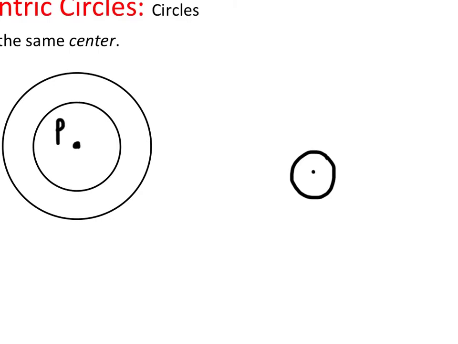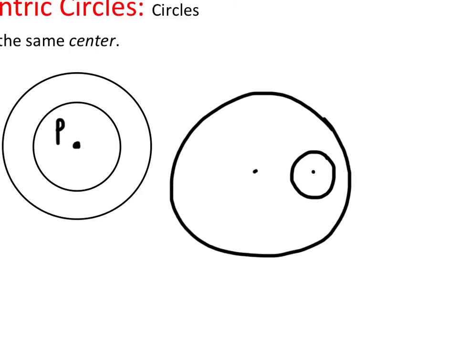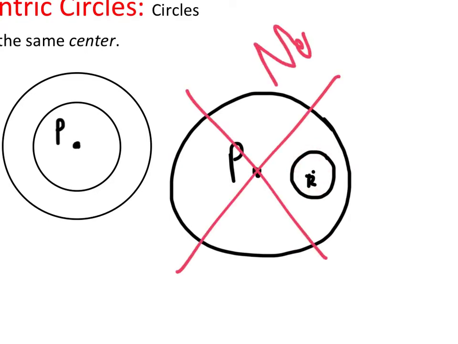Here's an example of two circles that do not have the same center. This larger circle has the center P, but the smaller circle has the center R. These two circles are not concentric.